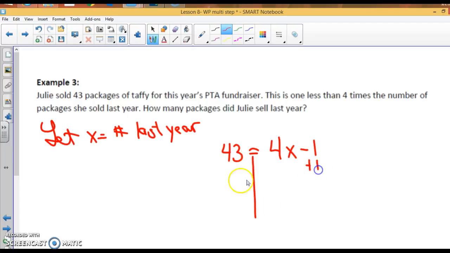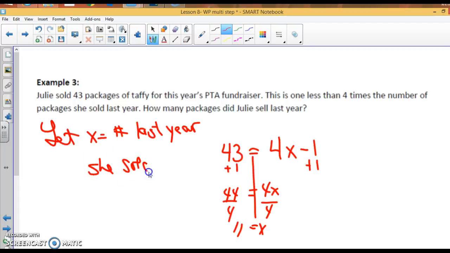Solve this, add 1 to both sides. 44 equals 4x, divided by 4, x is 11. So she sold 11 packages last year.